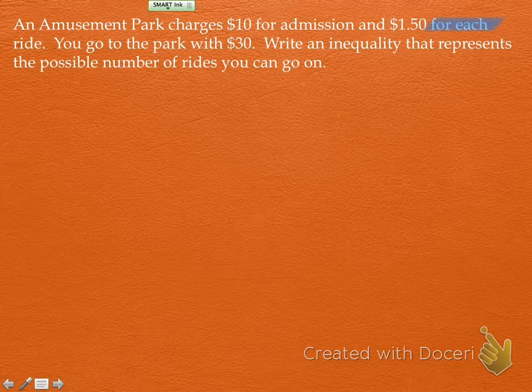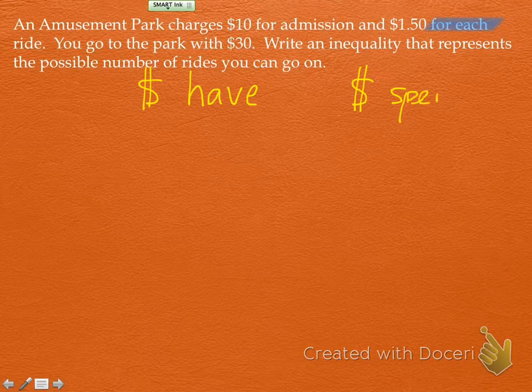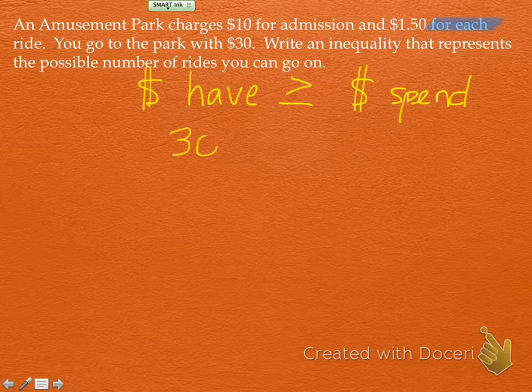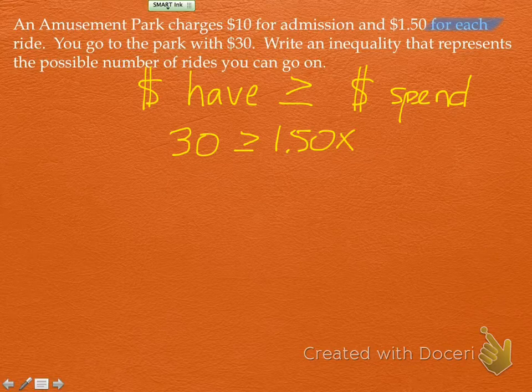So on one side of my equation, I'm going to have how much money I have. On the other side, I'm going to have how much money I spend. You should always have more than you spend, or you could have equal to what you spend. So I have $30, and then when I spend, again, "for each" is going to tell me that 1.50 is my slope, so 1.50 times x, and then the $10 is like my y-intercept.